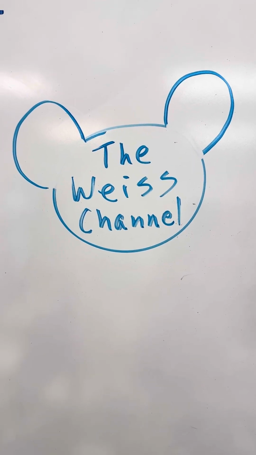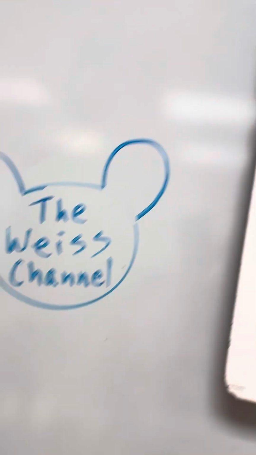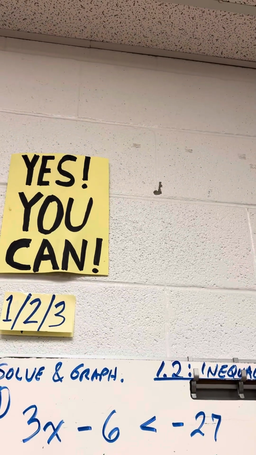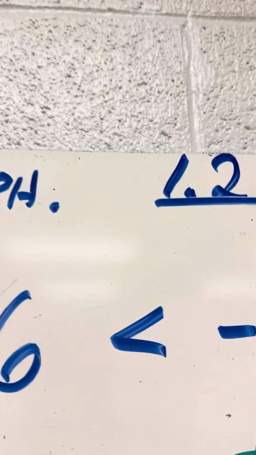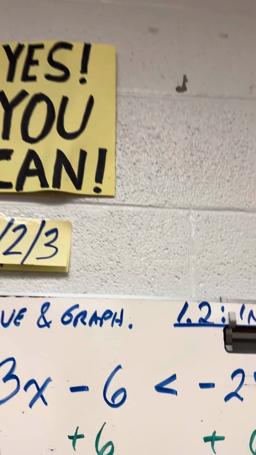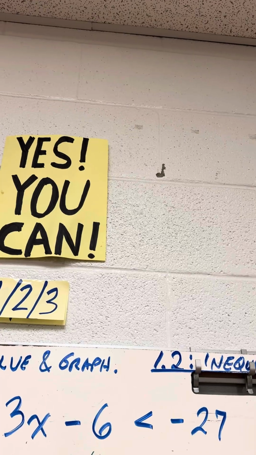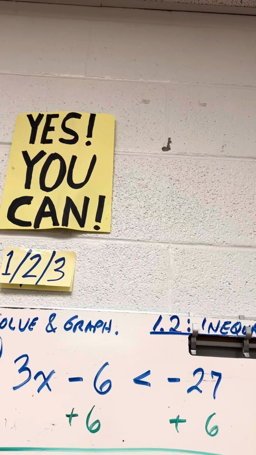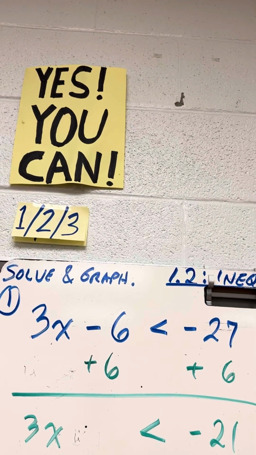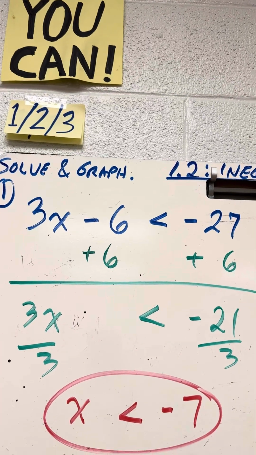Today, I'm going to talk to you about inequalities. For example, 3x minus 6 is less than negative 27. You're going to treat this sign here just like you would an equals sign. Okay? So just like you would do 3x minus 6 equals negative 27, it's going to be 3x minus 6 is less than negative 27. So we're going to add 6 to both sides. You get 3x is less than negative 21, and you divide by 3. So you have x is less than negative 7.